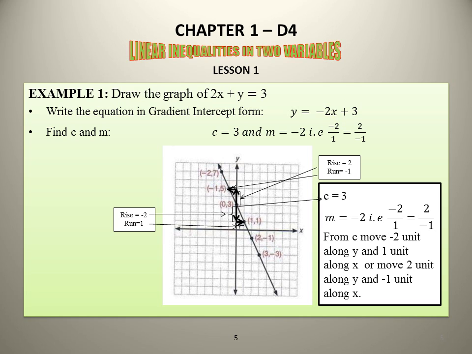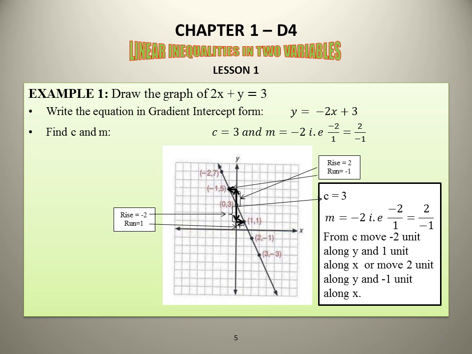If you take rise as positive and run as negative, then from C you will move 2 units above, 1, 2, and 1 unit to the left. Then this is another point, so join these 2 points and you will get the same line. So this is an example of drawing the graph of a linear equation in two variables.